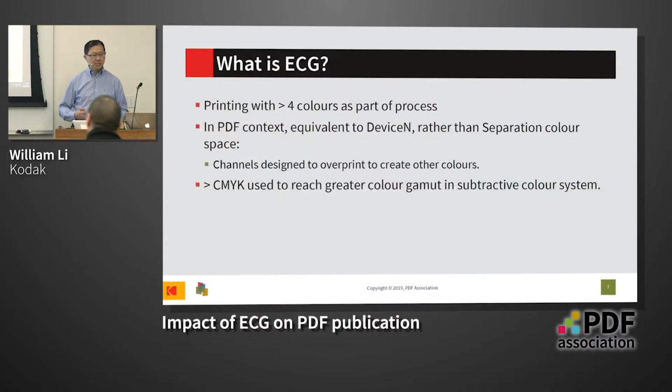So ECG is about printing with more than 4 colors as part of the process. And that's why I've got this letter N sprinkled throughout the first few slides here, because in the PDF context, that is equivalent to, rather than using device CMYK, or device RGB to go out to your monitor, using device N in some hand-wavy type of sense, rather than using separation color spaces.